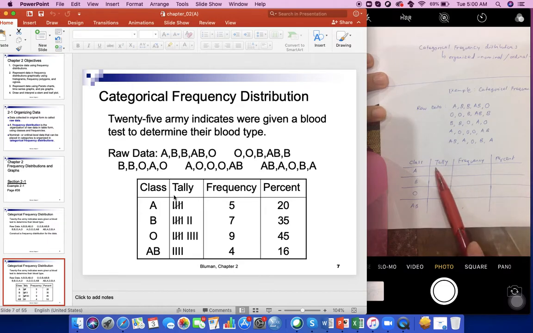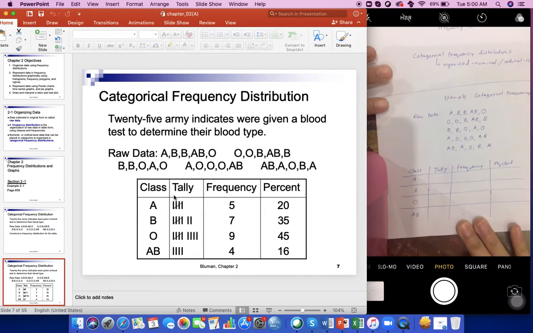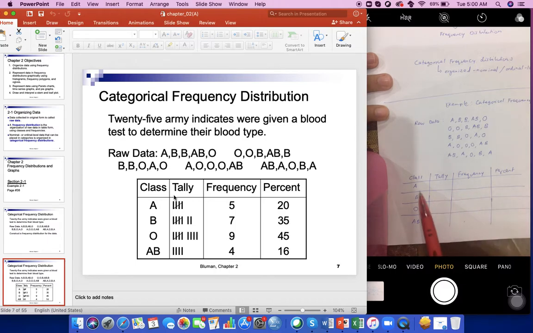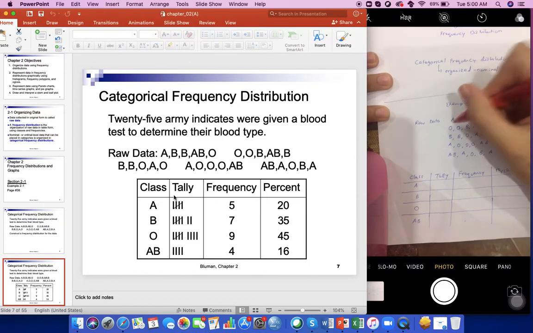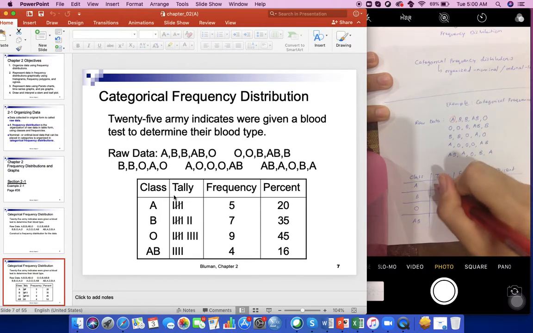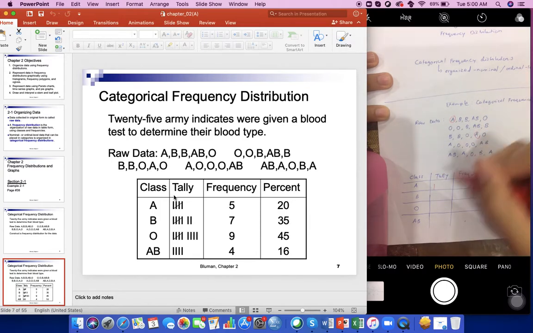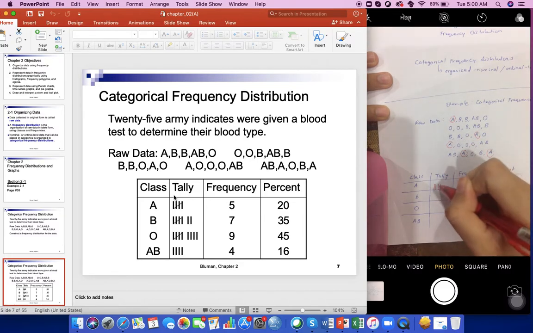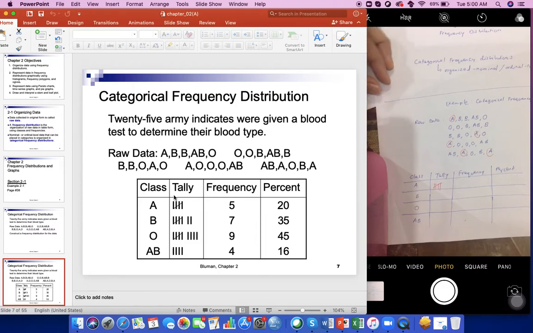So how to calculate the tally? For example, let's say we take blood A. 1, put 1 here, 2, 3, 4, 5, slash like this. Okay, so we have 5 of blood type A.